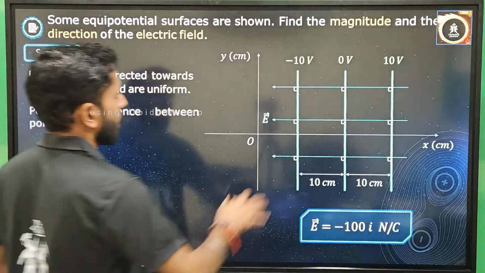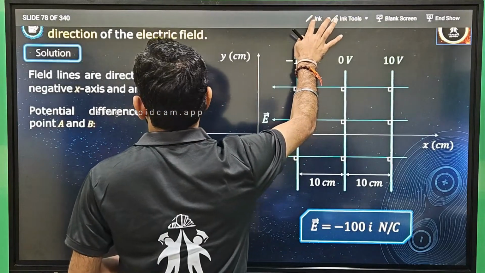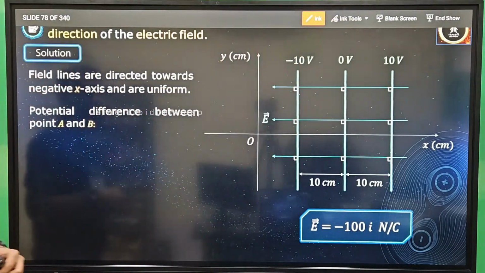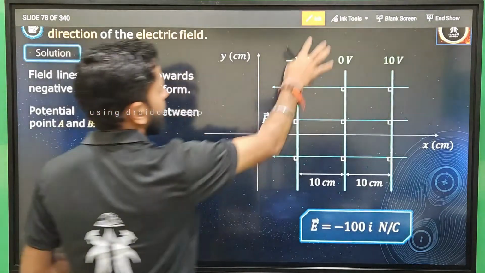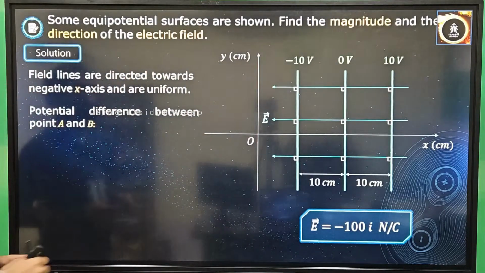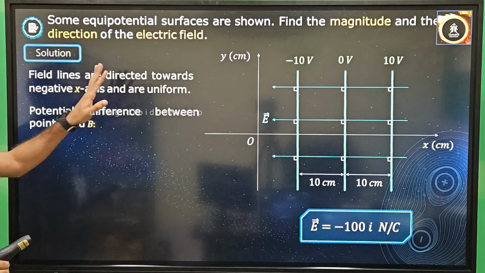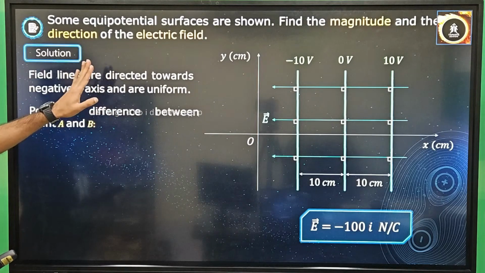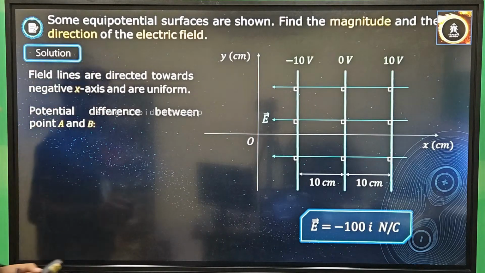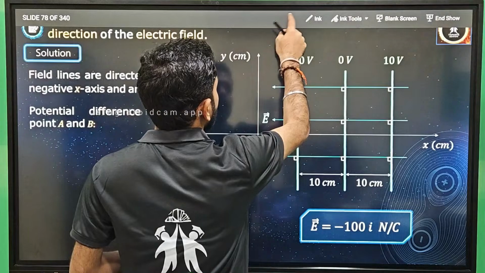Great. Now let's understand these things with some basic problem. Okay, let's see. The question is getting hidden. Now it's fine. Some equipotential surfaces are shown. Find the magnitude and the direction of the electric field. Direction and magnitude of electric field you want to calculate.